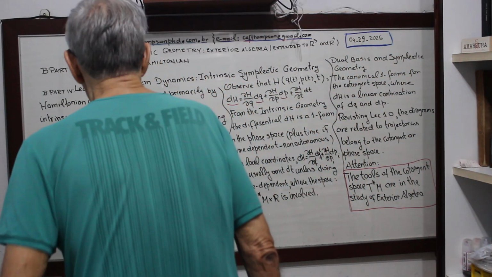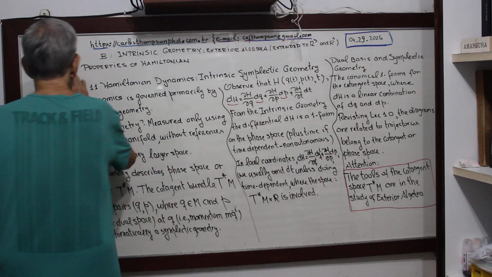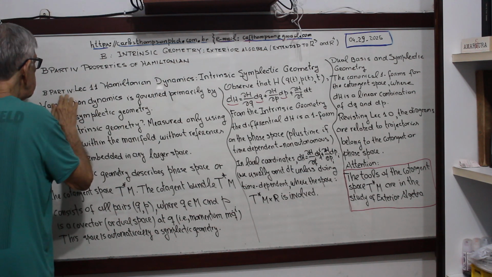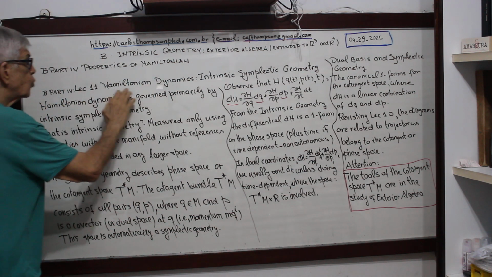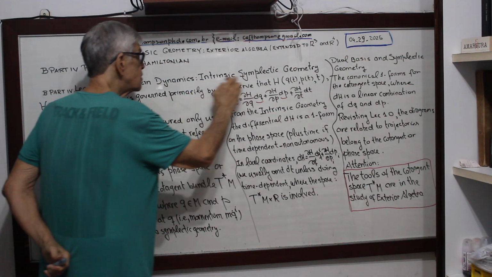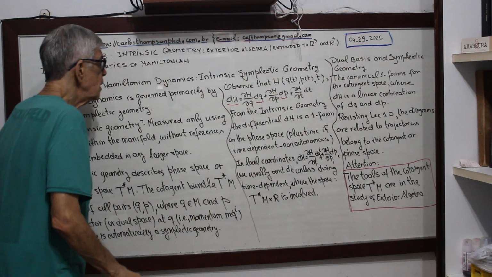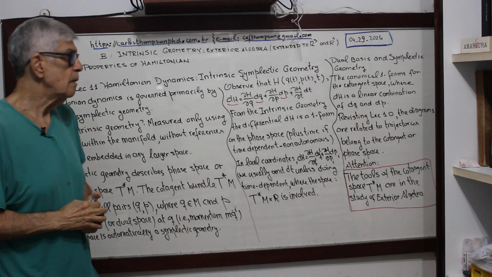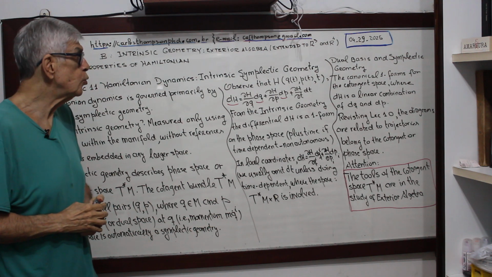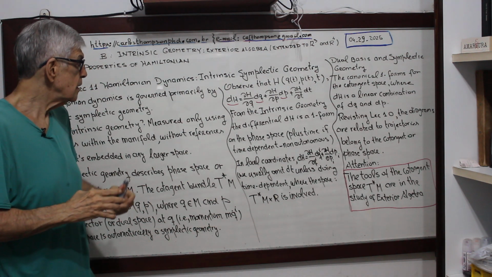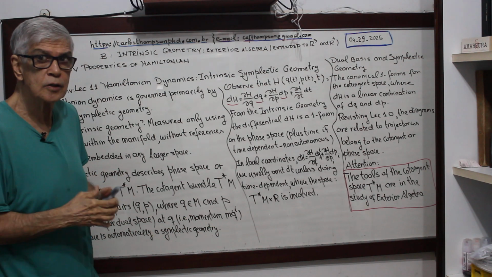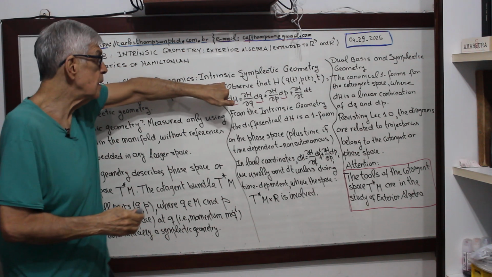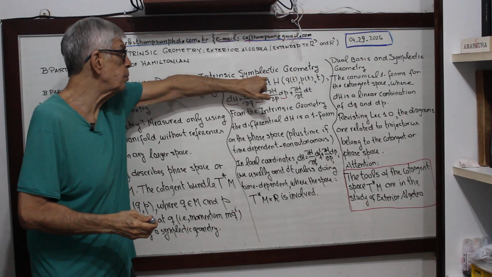Okay, let's continue. B part 4, properties of the Hamiltonian. B part 4, lecture 11, Hamiltonian dynamics, intrinsic symplectic geometry. You see, that's an important concept because the Hamiltonian, in this case, is a bridge between the intrinsic geometry and symplectic geometry.